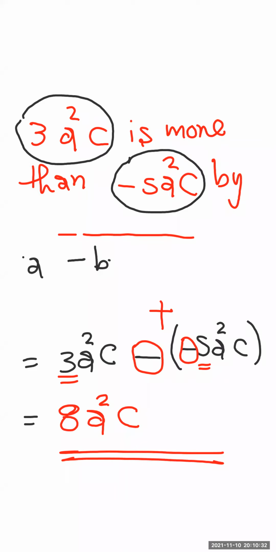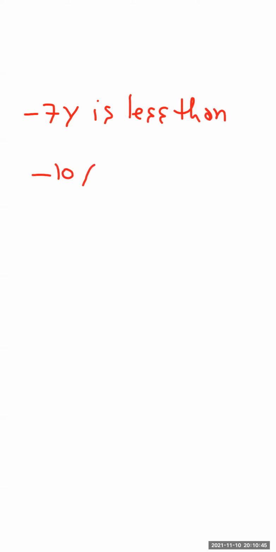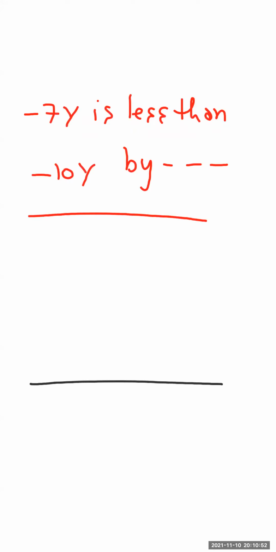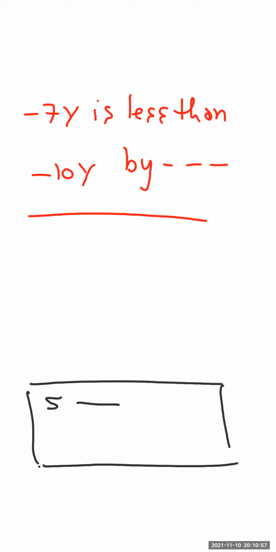The next question: negative 7y is less than negative 10y by what? And this question, a simple example. Look here. 5 less than 9 by what? Of course, 5 is less than 9 by 4, right?